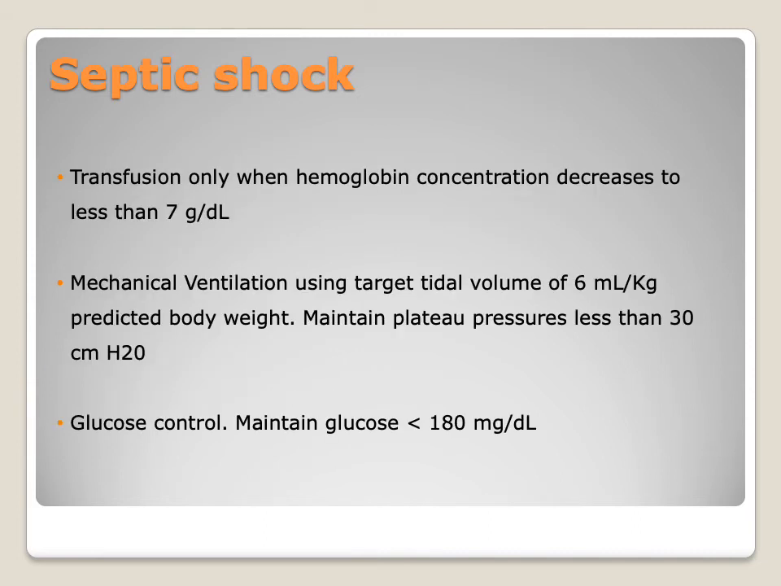Transfusion: only when hemoglobin concentration decreases to less than 7 grams per deciliter. Mechanical ventilation: using target tidal volume of 6 mL per kg to maintain plateau pressure less than 30 centimeters of water. Glucose control: maintaining glucose less than 180 milligrams per deciliter.